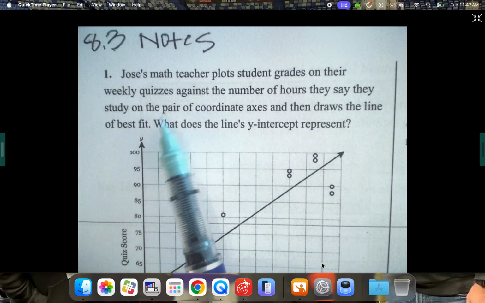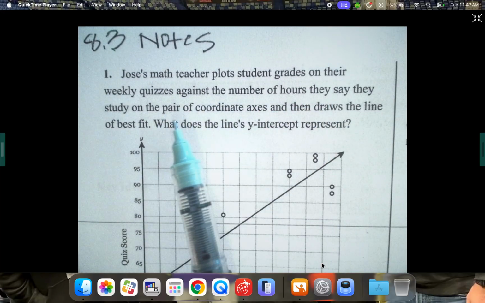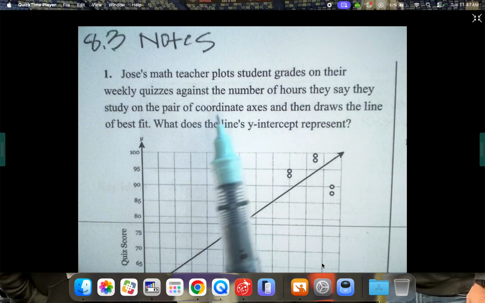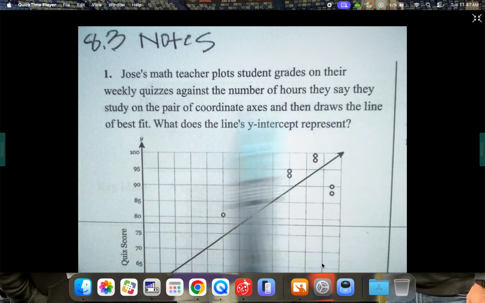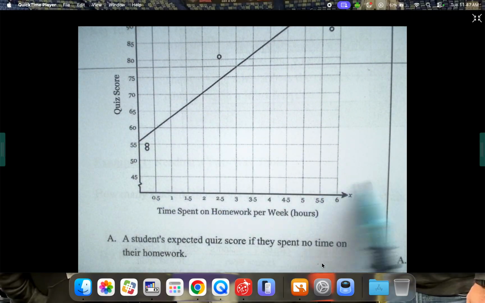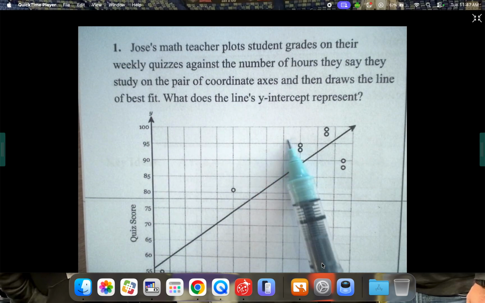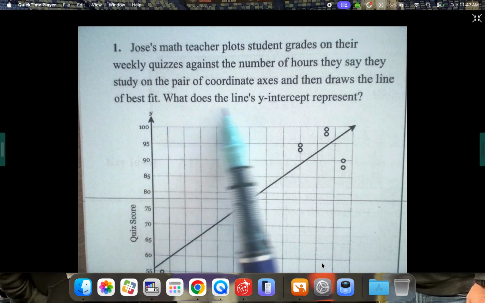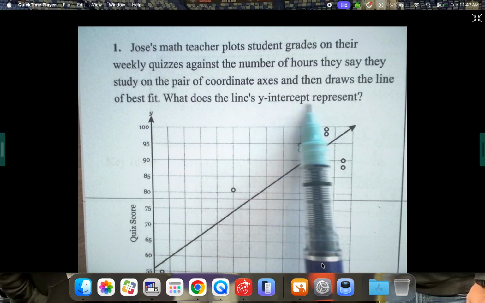So this says Jose's math teacher plots student grades on their weekly quizzes against the number of hours that they say they studied. So all that means is quiz scores and studying are the y and the x-axis. Okay, so then they plotted the data. What does the line's y-intercept represent?